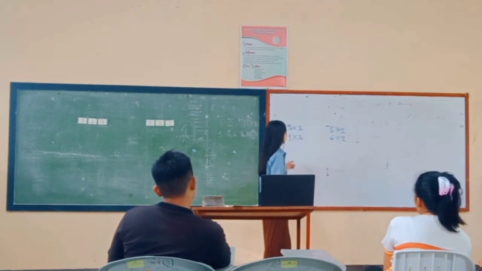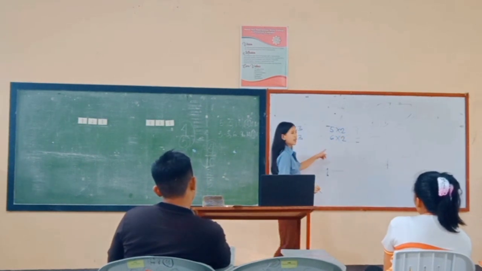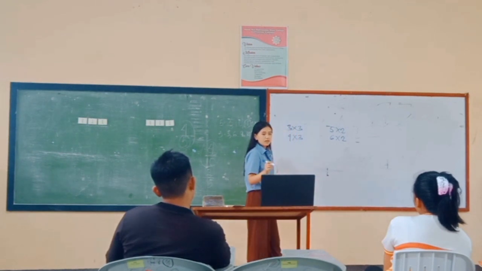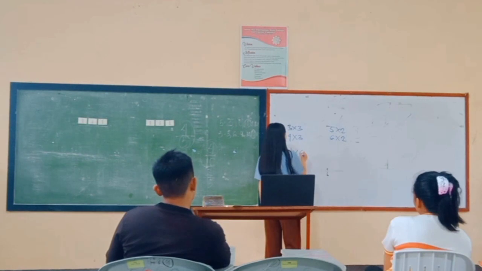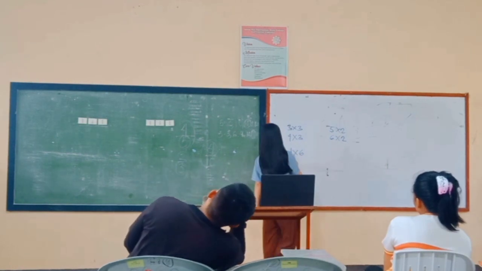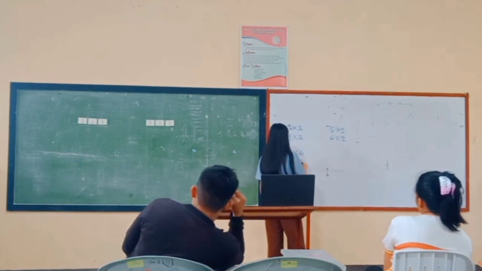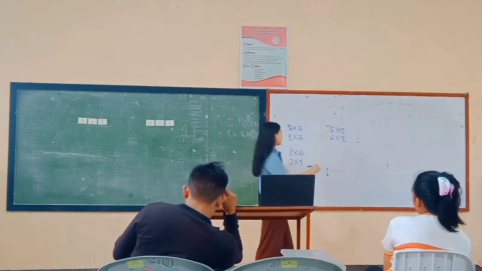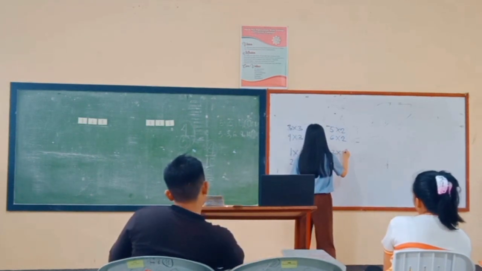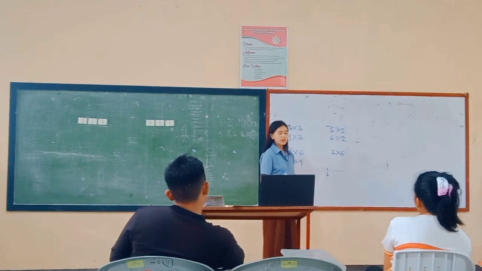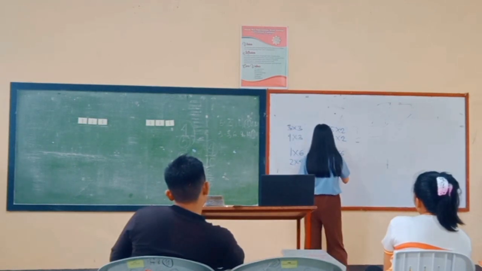So these are the first and second fractions. Let's go to the third and fourth fractions, which are 1 times 6, 2 times 6 is 12, and we have 2 times 4, 3 times 4, 12.